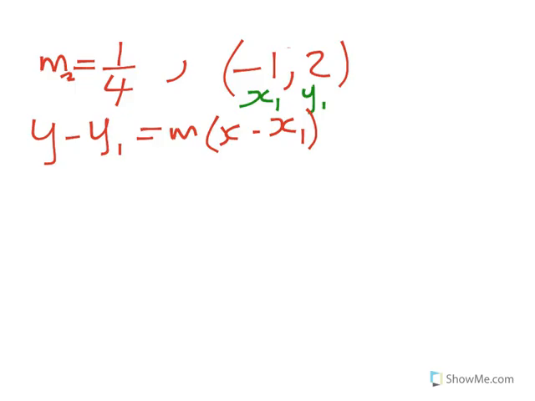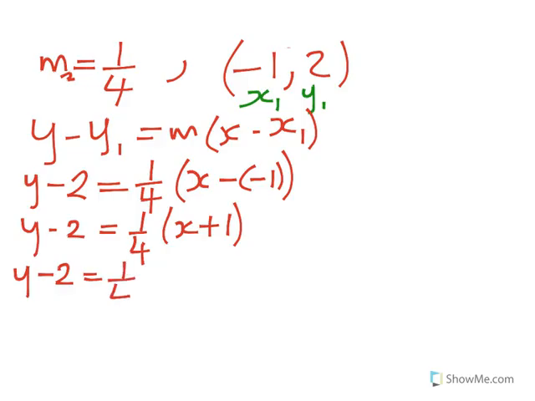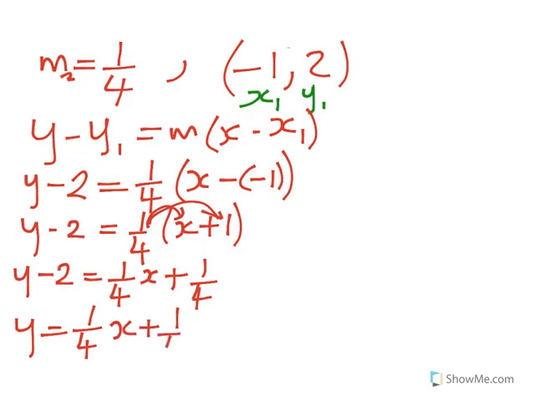What am I doing there? I substitute: y minus y1, which is 2, is equal to m, 1 over 4, times (x minus minus 1). Then y minus 2 is equal to 1 over 4 times (x plus 1). Then y minus 2 is equal to 1 over 4x plus, you open up that bracket, 1 over 4, that is expanding. You multiply there, you get 1 over 4x plus 1 over 4. So you've got y minus 2 is equal to 1 over 4x plus 1 over 4.